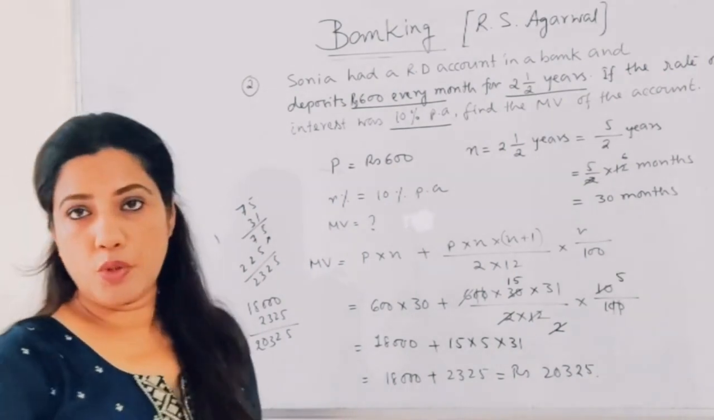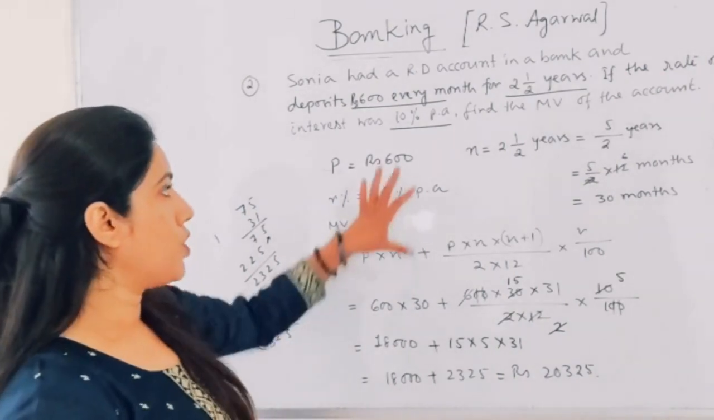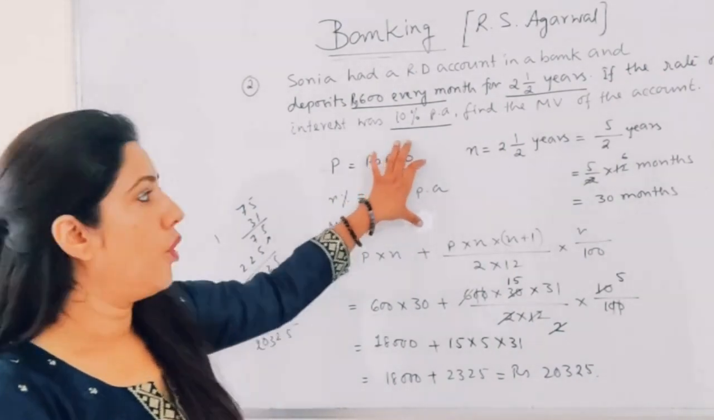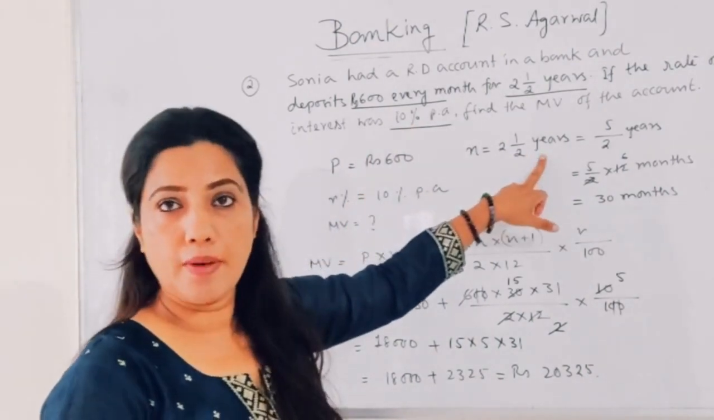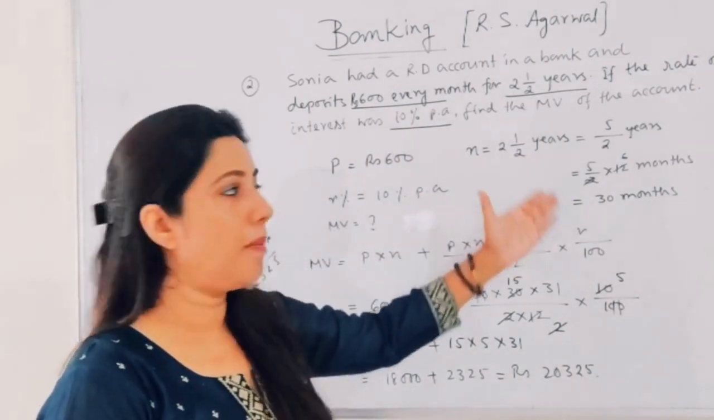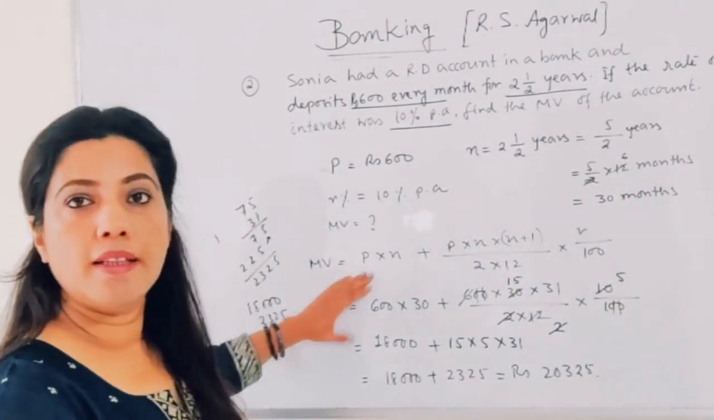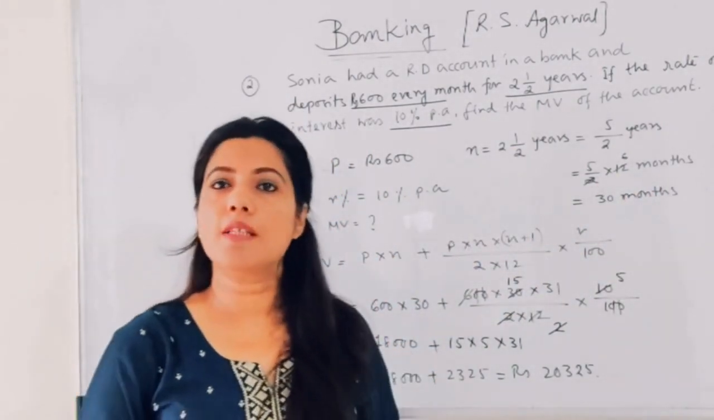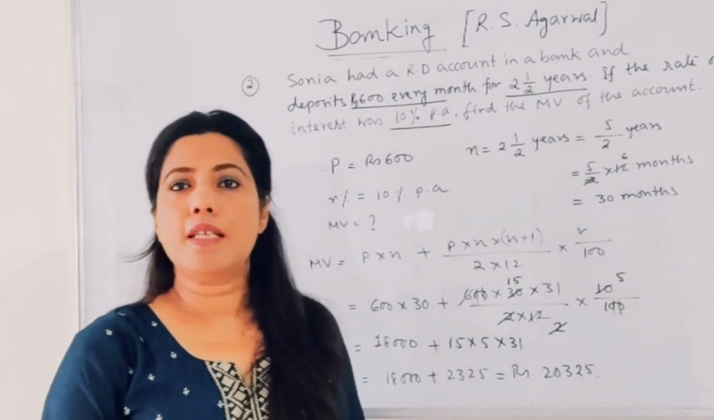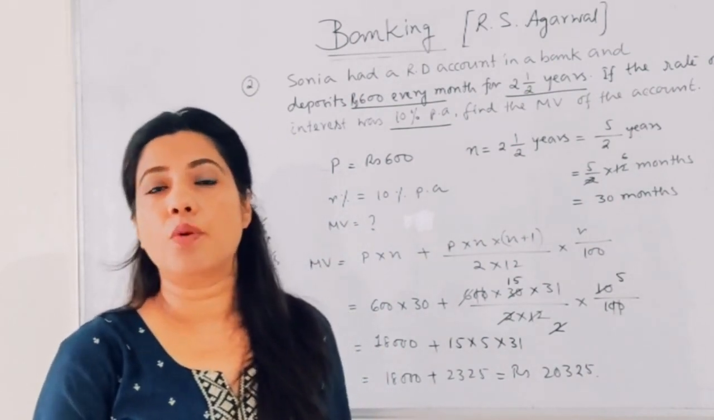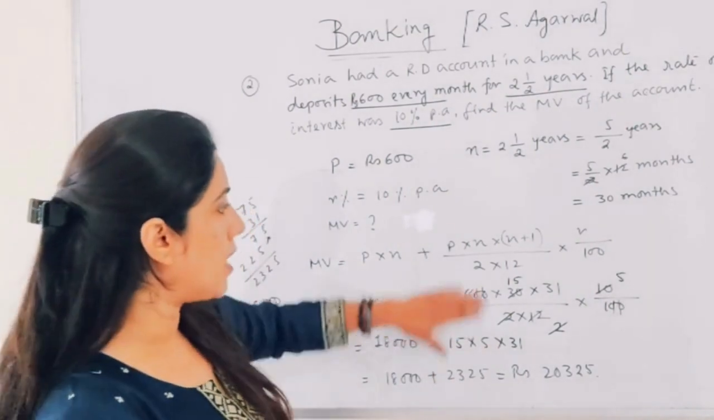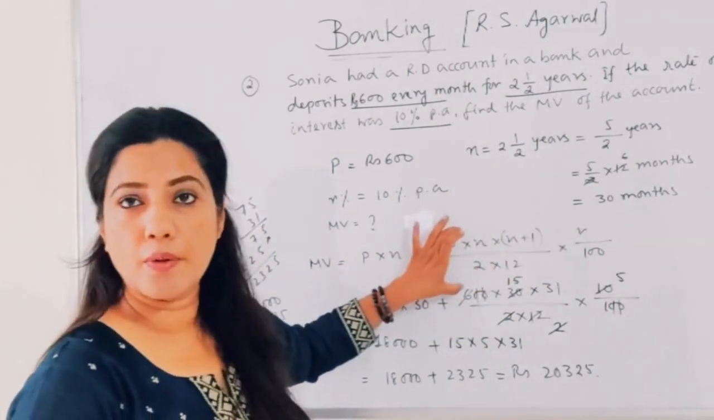So this is how we need to do the sums. First, we write down the information given. We need to see the time, whether it is given in months or not. If it's not given in months, we will convert first into months. Then we will put the formula and then we will do the calculation. All the sums we need to do like this only. In some of the sums, they also may ask you to find out the interest. So in that case, we just put this formula and find out the interest.